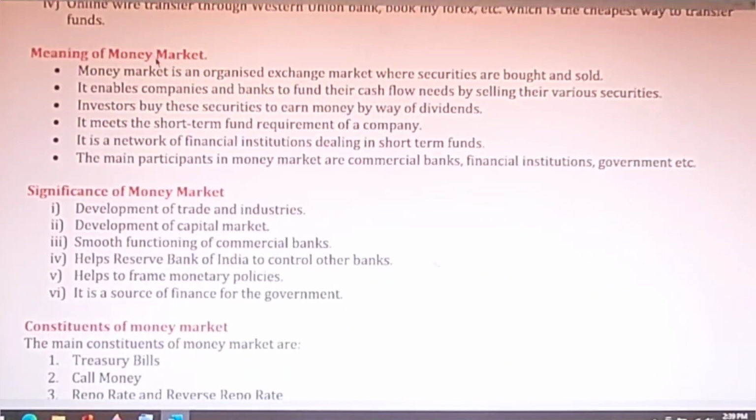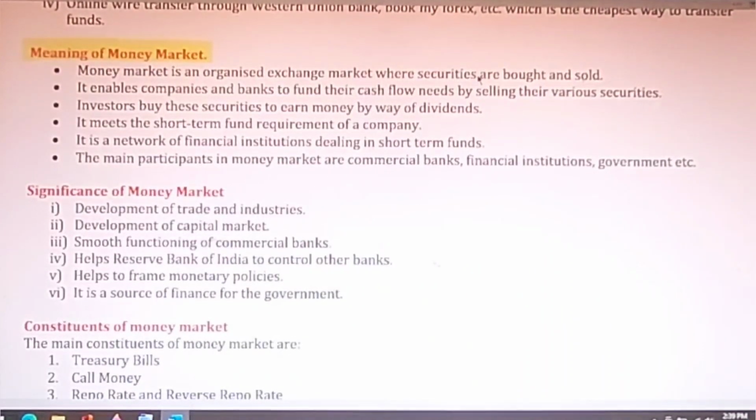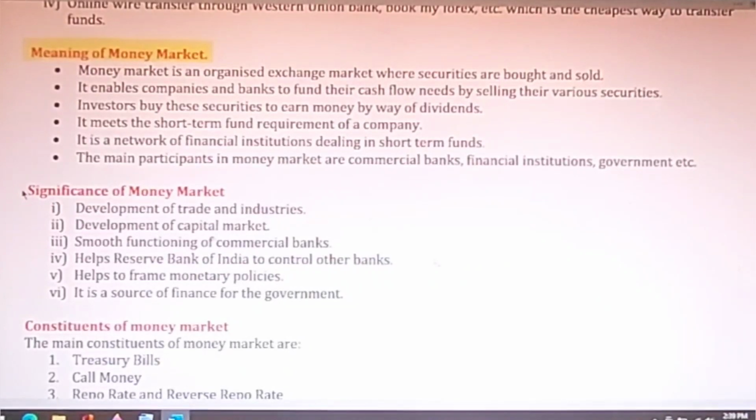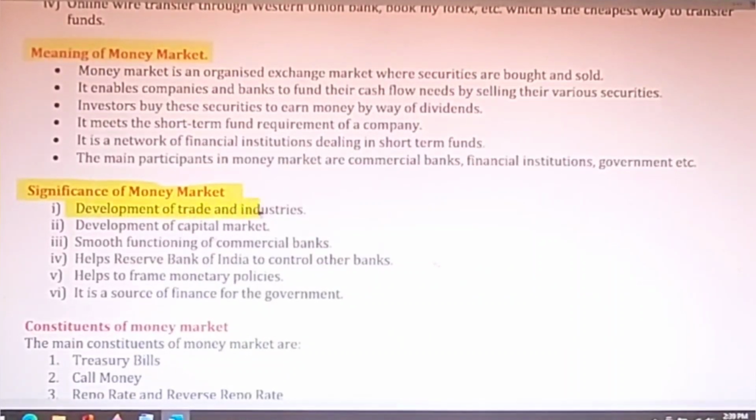The meaning of money market. Just now I told you about this money market, and again, like here also, securities are bought and sold, right? It is a type of capital market, and I have written the importance, the significance of this market. It helps in the development of trade and industries.